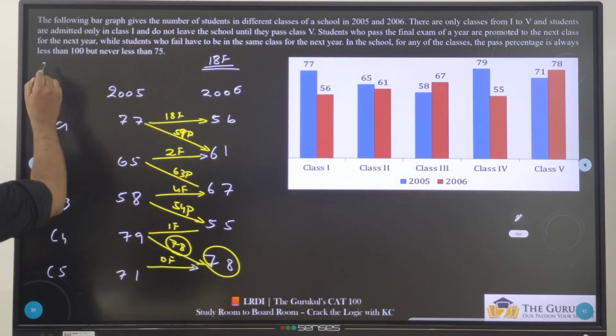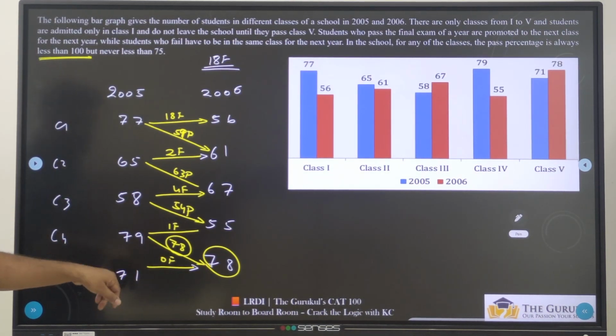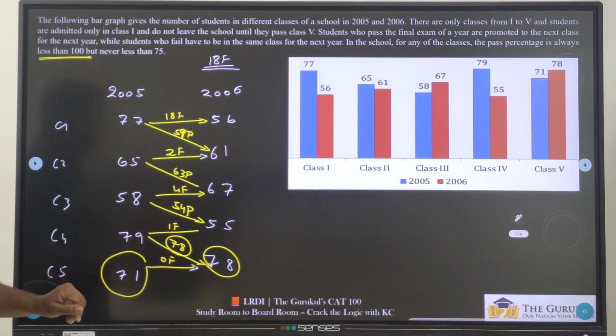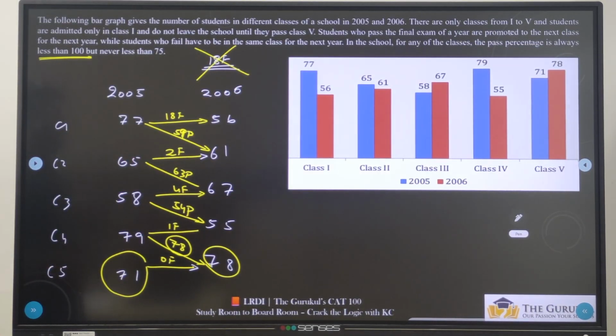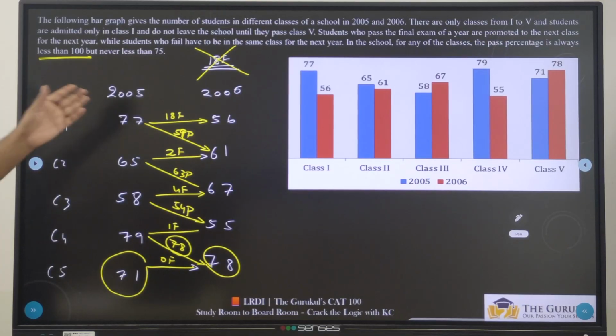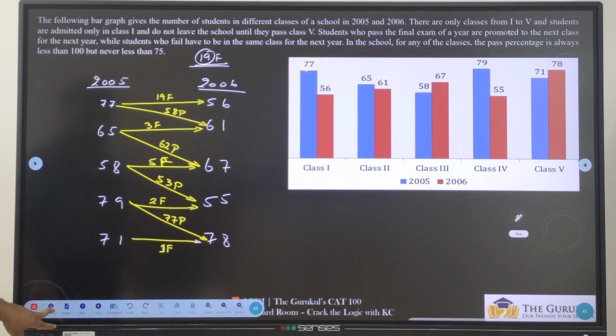But they already mentioned it is always less than 100% is the pass percentage. But here I am having 100% pass percentage. All the 71 students passed the exam. That is never possible. So 18 students failed will never be possible. If 18 is not possible, obviously 17, 16, 15 will never be possible. So the only case will be 19 students are failing in the exam.